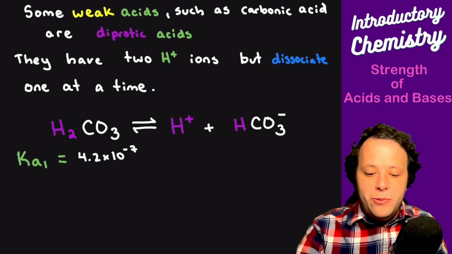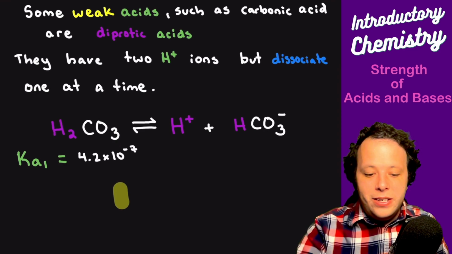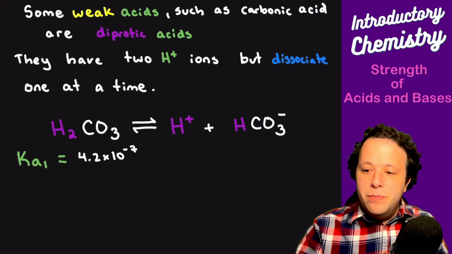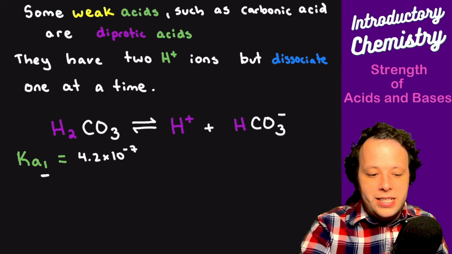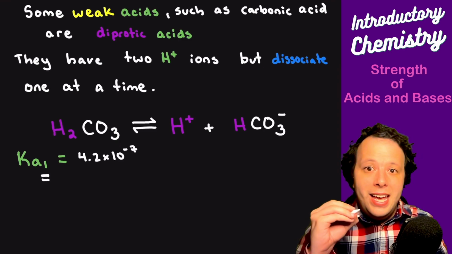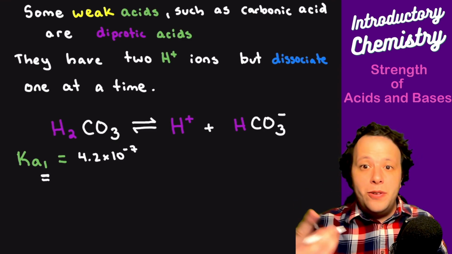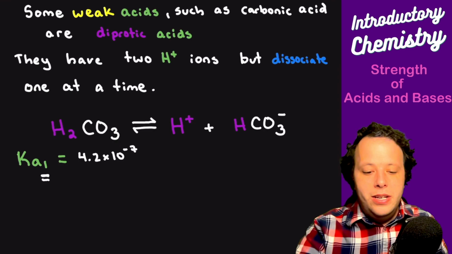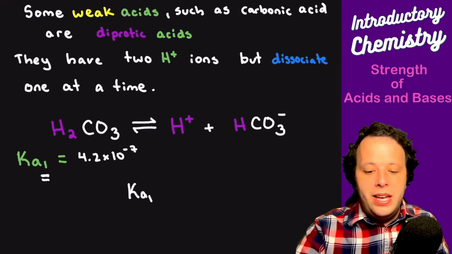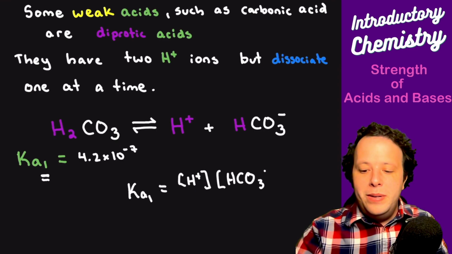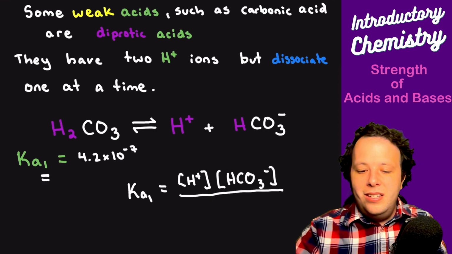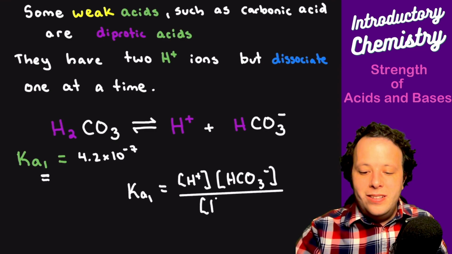So how would we write this in terms of the Ka value? Being that it has multiple protons, you'll notice on the left hand side here that there's a Ka1. So it's telling you the first proton comes off. The way that we would say this is we have Ka1 and we put H+ in brackets, HCO3- in brackets, and then the H2CO3 on the bottom. So this would be the first one.